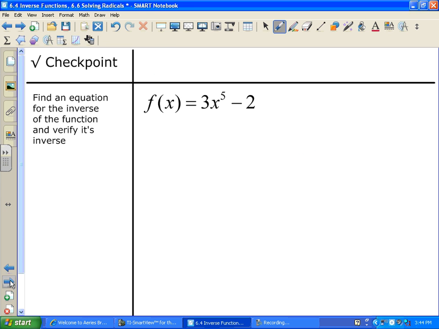You guys, I want you to do this problem. F of x equals 3x to the fifth minus 2. I want you to find the equation for its inverse and then verify that those functions are inverses. Now is when you want to pause the video, get that problem done. Again, find its inverse and then verify that they're inverses. When you're done, go ahead and unpause the video, and I will pick up on our last problem, I think.